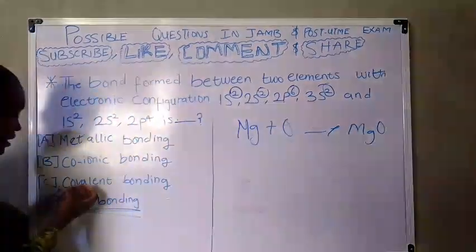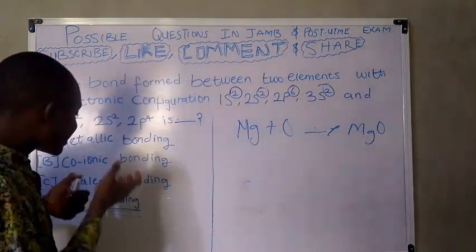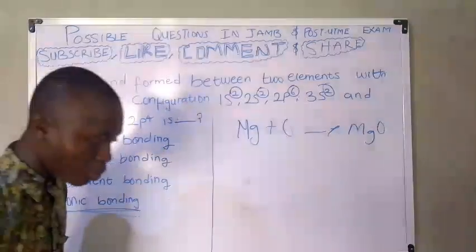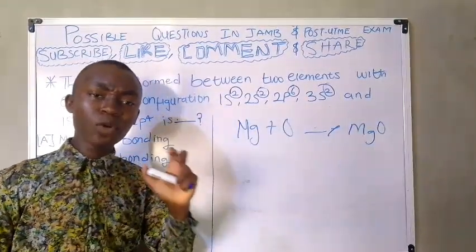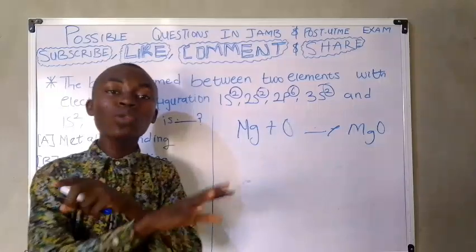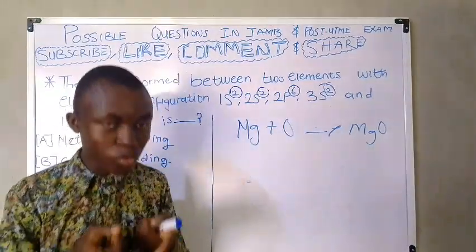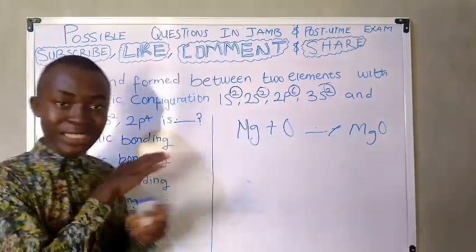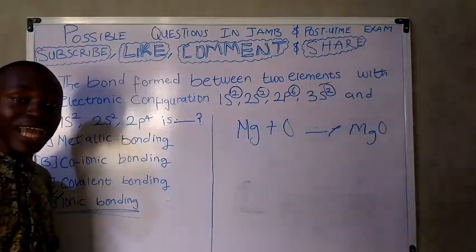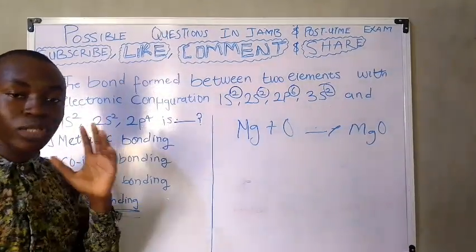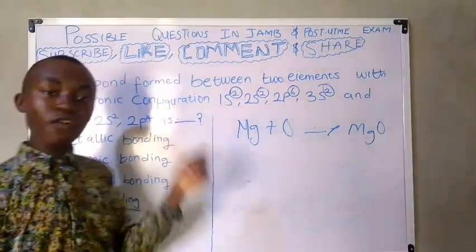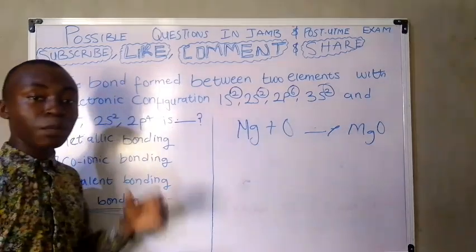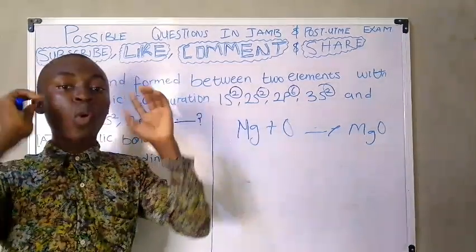Now for option C, we have covalent bond. Covalent bond is not the answer because a covalent bond is a bond that exists only between non-metals. You can see it differs from ionic bonding. Ionic bonding is a bond that exists between metals and non-metals, while covalent is the bond that exists between non-metals only.